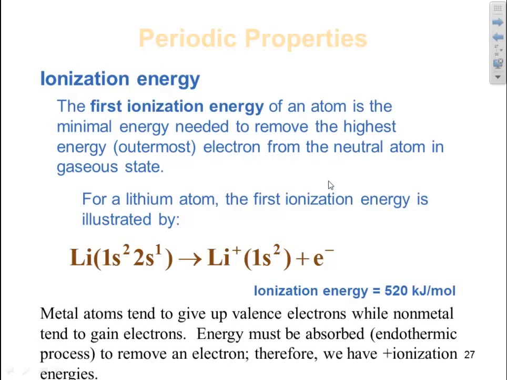Metals tend to give up valence electrons while nonmetals tend to gain electrons. So the energy must be absorbed, meaning the endothermic process, to remove electrons. Therefore, we have positive ionization energies.